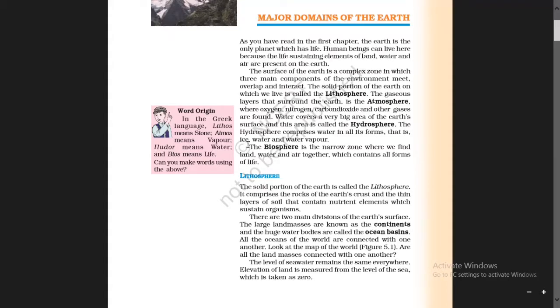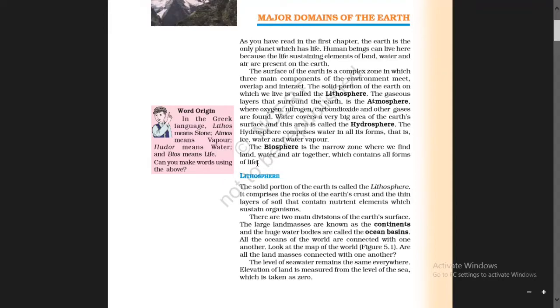So these are three domains we find here: lithosphere, atmosphere, hydrosphere. What are those we have described here? Now let us see another domain, that is biosphere. The biosphere is the narrow zone where we find land, water, and air together, which contains all forms of life.